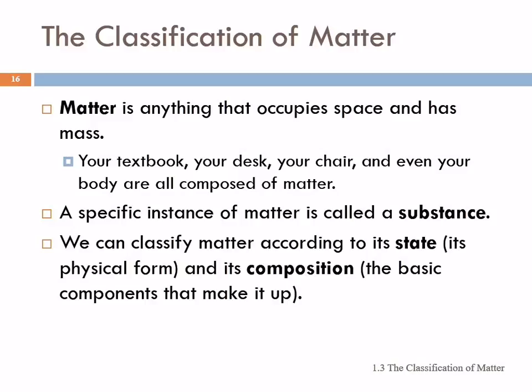So when we talk about a substance, we're talking about a specific instance of matter, a particular kind of matter. And we can classify matter according to its state or its composition. By state, we don't mean California, but we mean the physical form, and we'll talk about that. The composition is what basic components make up that matter.